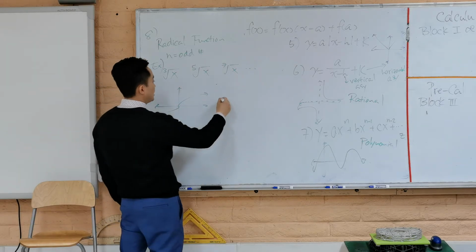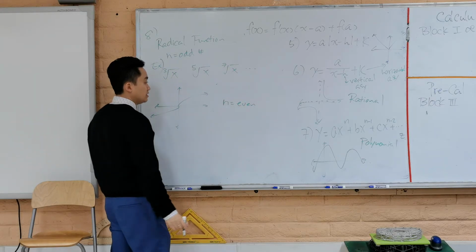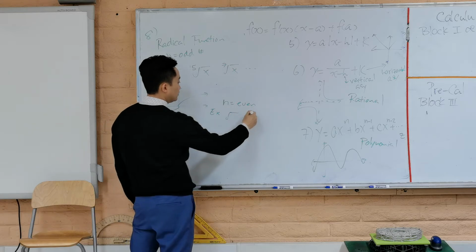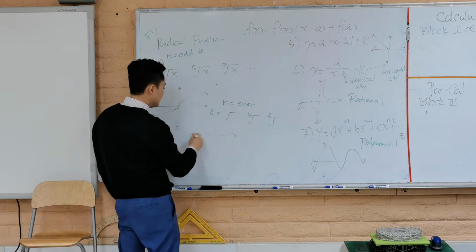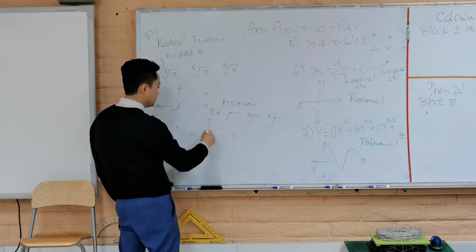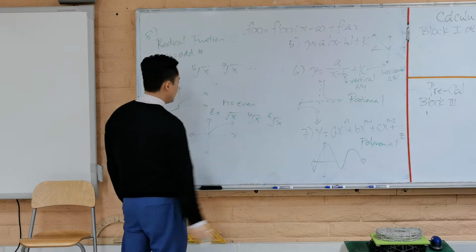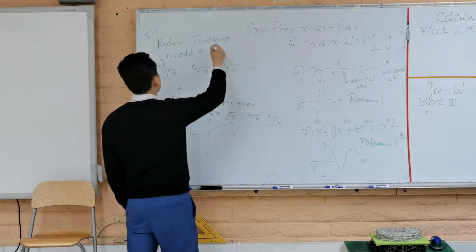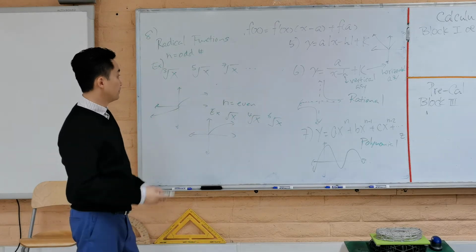And then let's say n is considered even. So let's say we do have an even radical, an even root. For example, we do have the square root, 4th root, 6th root. That means the graph is always considered a half sideways parabola. So for the radical functions, we do have 2 different scenarios, the odd root and the even.